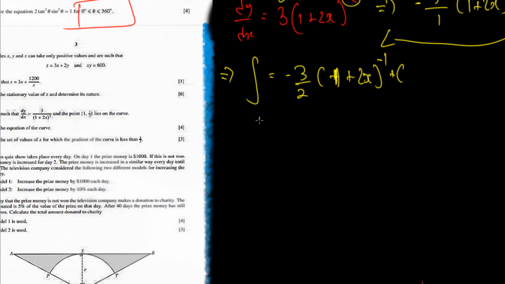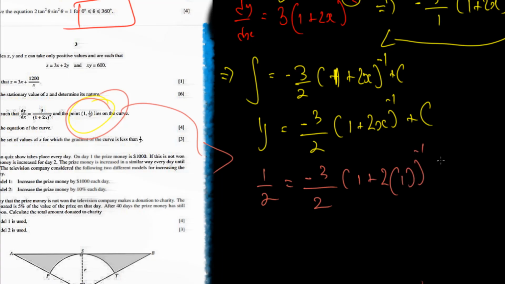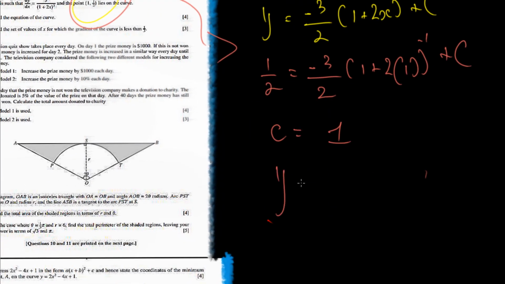We know that, so therefore the equation is going to be y is equal to minus 3 by 2, 1 plus 2x minus 1 plus c. Luckily we have two coordinates given in the question to be 1 and 1 by 2. So if I plug that in, we can then find the value for c. Y is 1 by 2 and x is 1, plus c, and if I do simple algebra I should get the value for c to be 1. Therefore our equation is y is equal to minus 3 by 2, 1 plus 2x minus 1 plus 1.